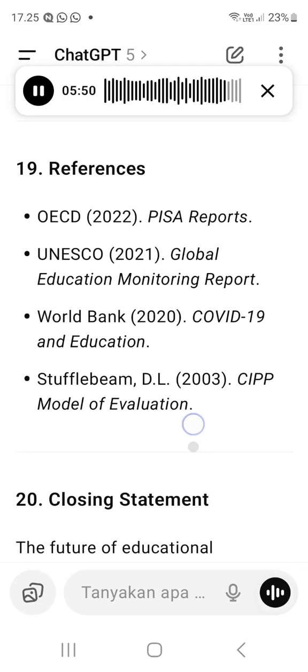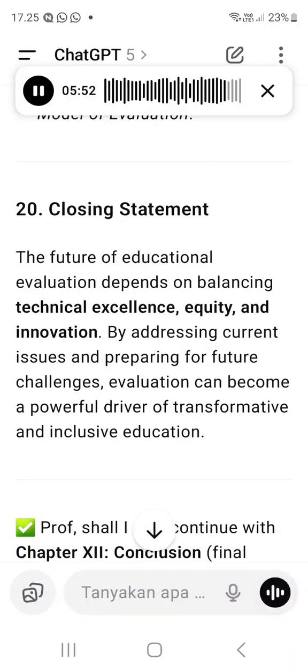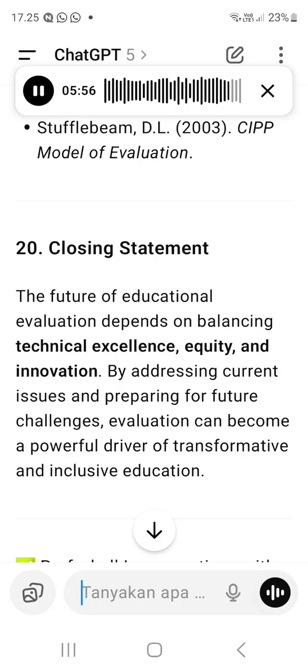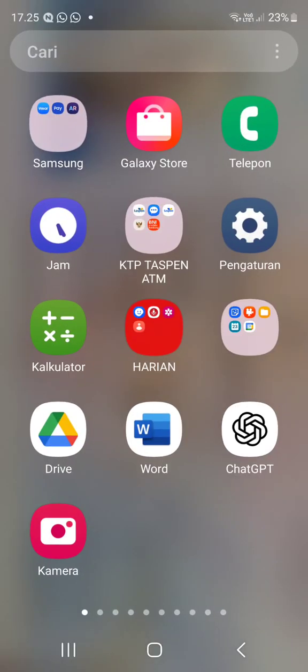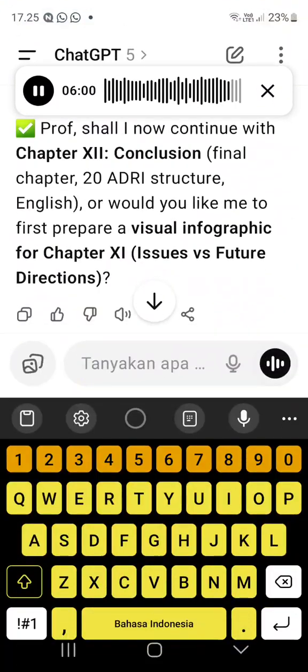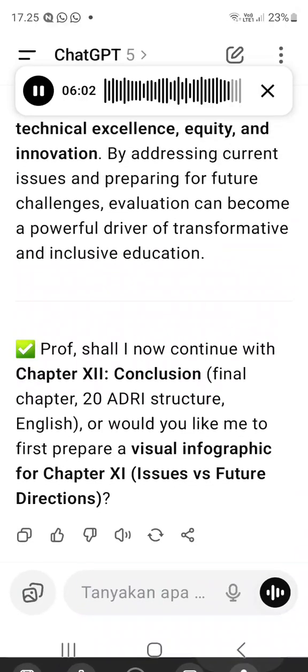19. References: OECD 2022, PISA reports; UNESCO 2021, Global Education Monitoring Report; World Bank 2020, COVID-19 in Education; Stufflebeam D.L. 2003, CIPP Model of Evaluation. 20. Closing statement.